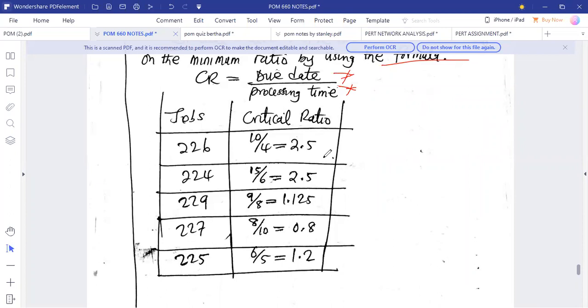So the first one is this one, ranking number one. Then number two is this one. Number three is 1.2. Then here, since there's a tie, 2.5, 2.5, if there's a tie for the ratios, you choose the one which has the shortest processing time. So getting down to 226 and 224, we will see which one we can go with. Okay, so this is 10 divided by 4, 2.5, and 15 divided by 6, 2.5. Since we are dividing due date over processing time, this 226 will be number 4 because it has the processing time of 4, better off.